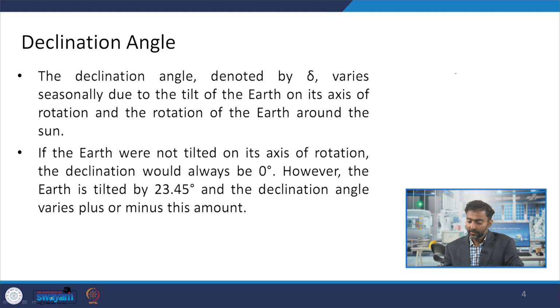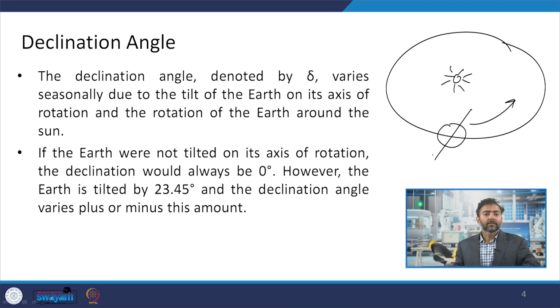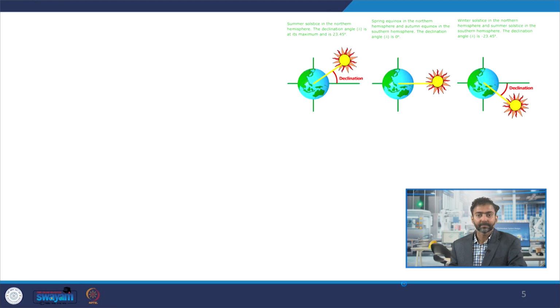One thing is that, let us say you have the sun here and you have this as the orbit of the earth around the sun. So the earth is going around in its orbit around the sun, and another thing is that there is this tilt of the earth's axis. The axis of the earth on which it is rotating is not vertical, it is tilted. As we know, the angle of tilt is around 23.5 degree. So if the earth were not tilted on its axis of rotation, the declination would always be 0 degree. However, the earth is tilted by this angle of 23.45 degree, and therefore the declination angle varies plus or minus this amount. How does it vary? Let us look at it in little more detail.